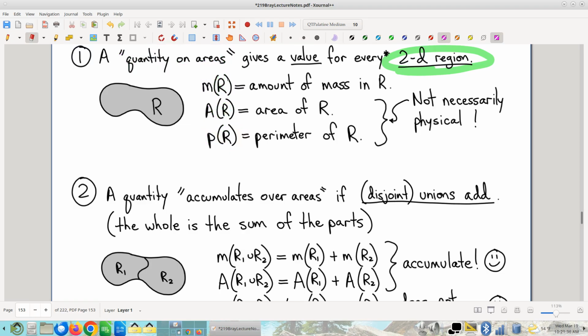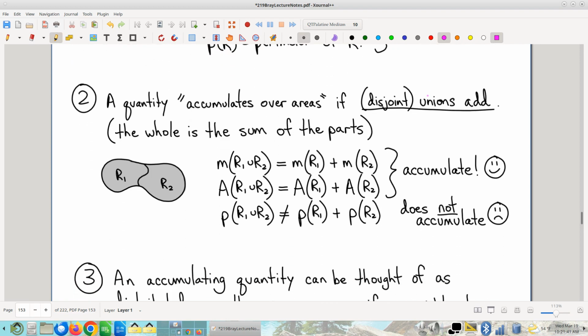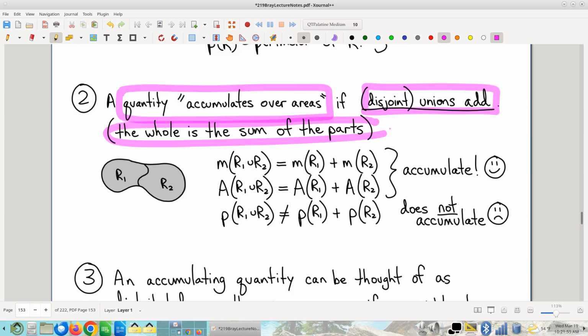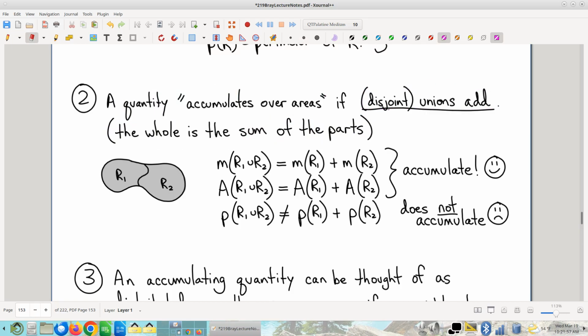So we then talked about this idea of an accumulating quantity. And this is a really important idea. I think this is about where we left off last time. But an accumulating quantity is a very special kind of quantity. It's a quantity where disjoint unions add, namely the whole is the sum of the parts. For example, notice mass has this feature. If you have some region that has mass distributed throughout the region and you cut it into two pieces, the whole is the sum of the parts. That's how mass works.